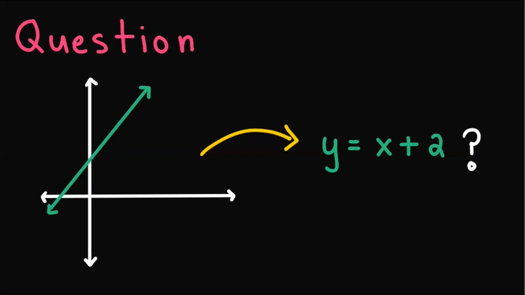Hi there. For this video, we'll be giving an introduction about the equation of a line. So for our question of the day, have you ever wondered how we can obtain an equation given a graph? More specifically, how to find the equation that would represent this line out here.